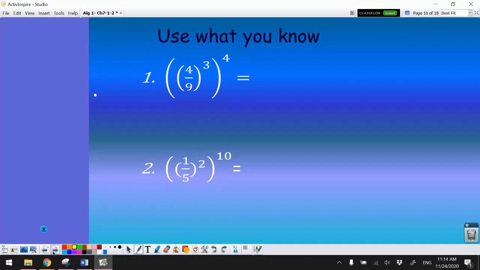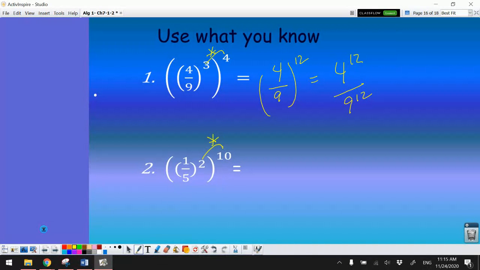Okay, so same thing happens if I have 2 numbers on the outside. I am going to multiply these first. So 3 times 4 is 12. So what I'm really doing is taking this to the 12th power, which is 4 to the 12th and 9 to the 12th. And I'm not going to evaluate that because that is something very big.